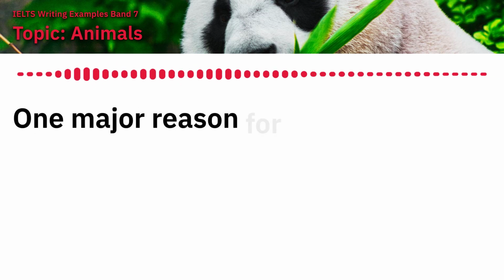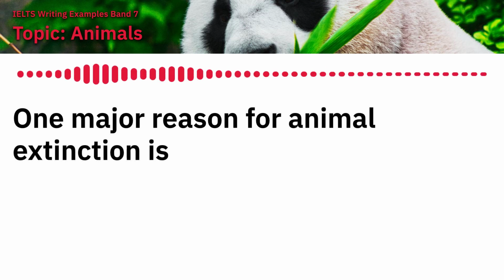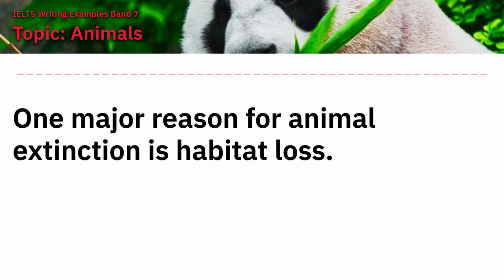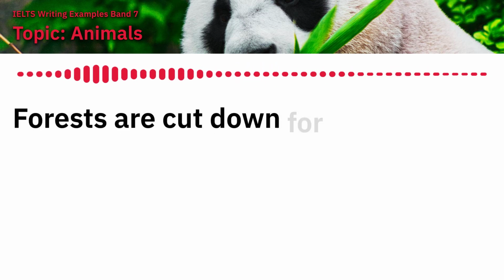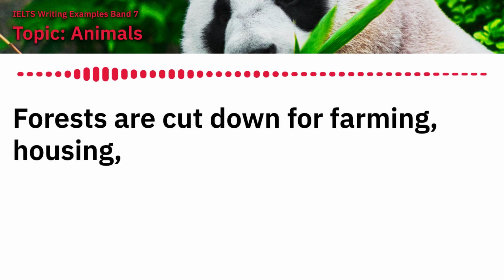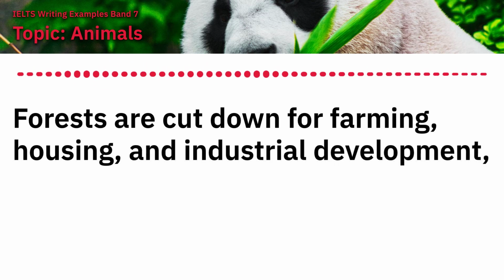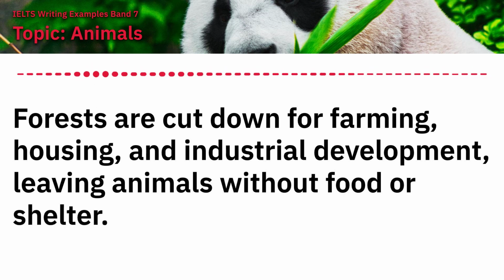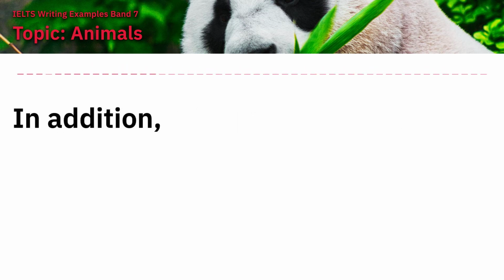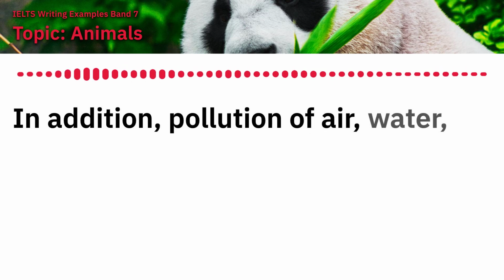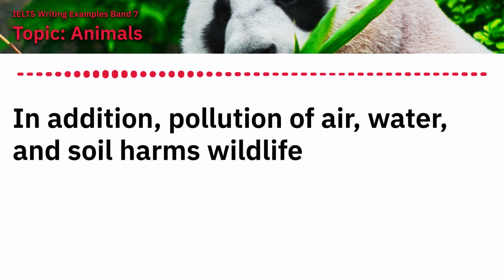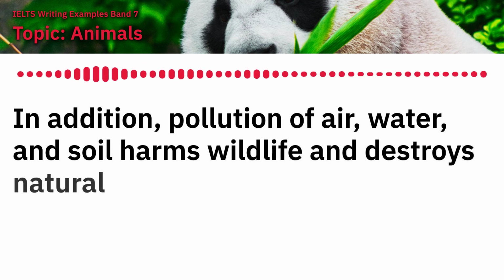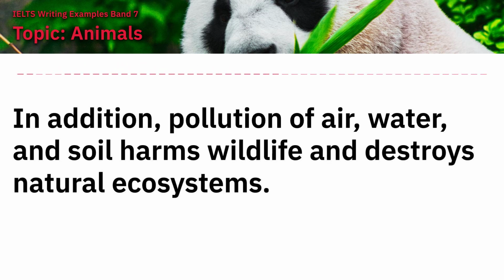One major reason for animal extinction is habitat loss. Forests are cut down for farming, housing, and industrial development, leaving animals without food or shelter. In addition, pollution of air, water, and soil harms wildlife and destroys natural ecosystems.